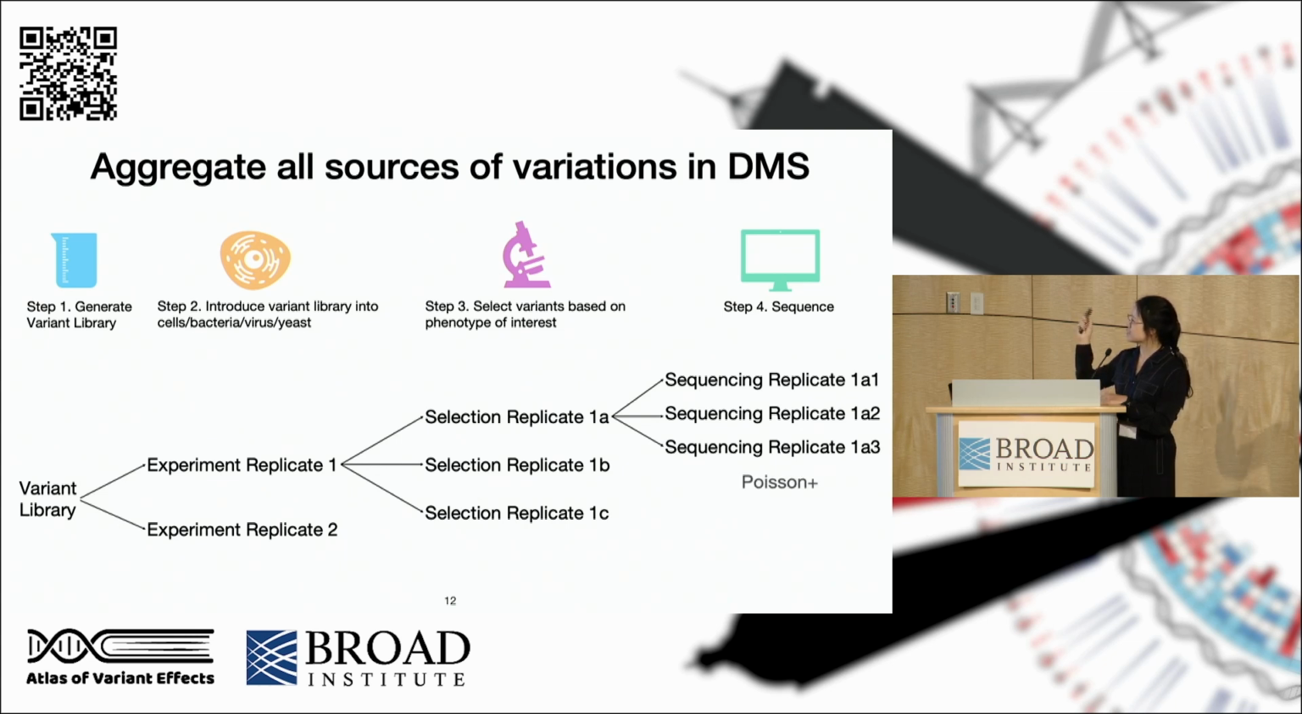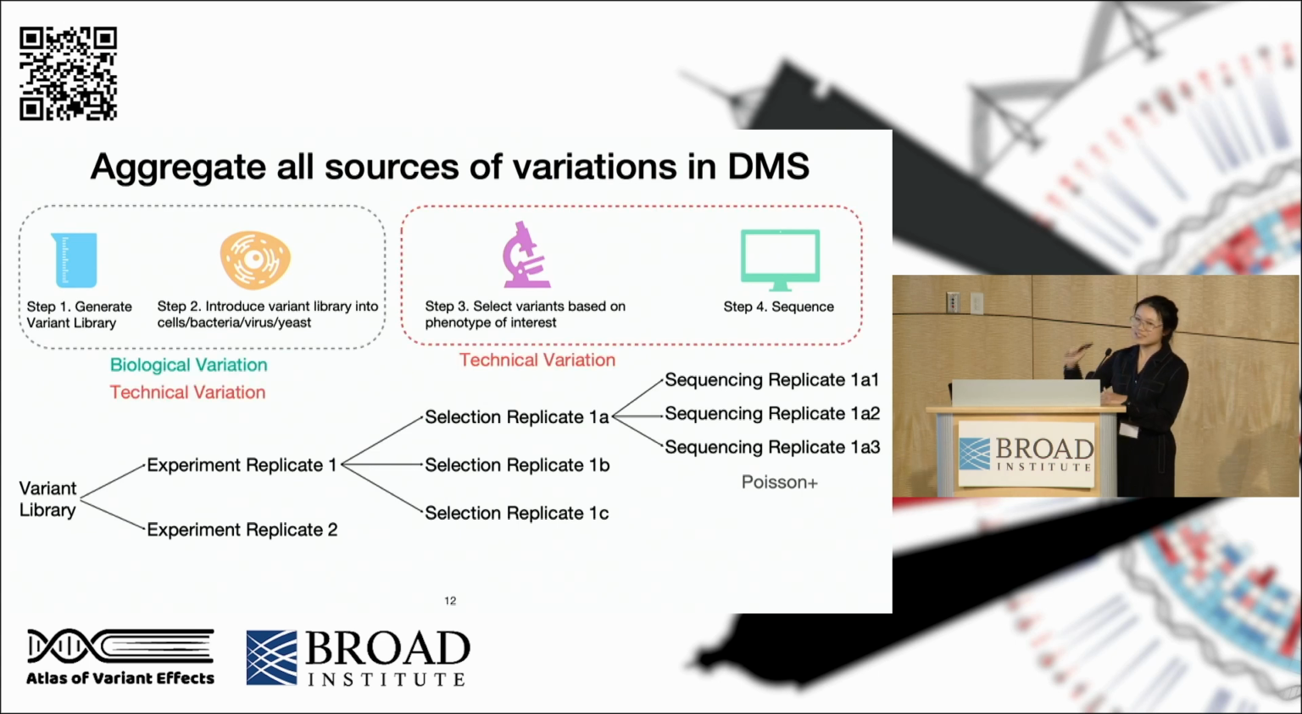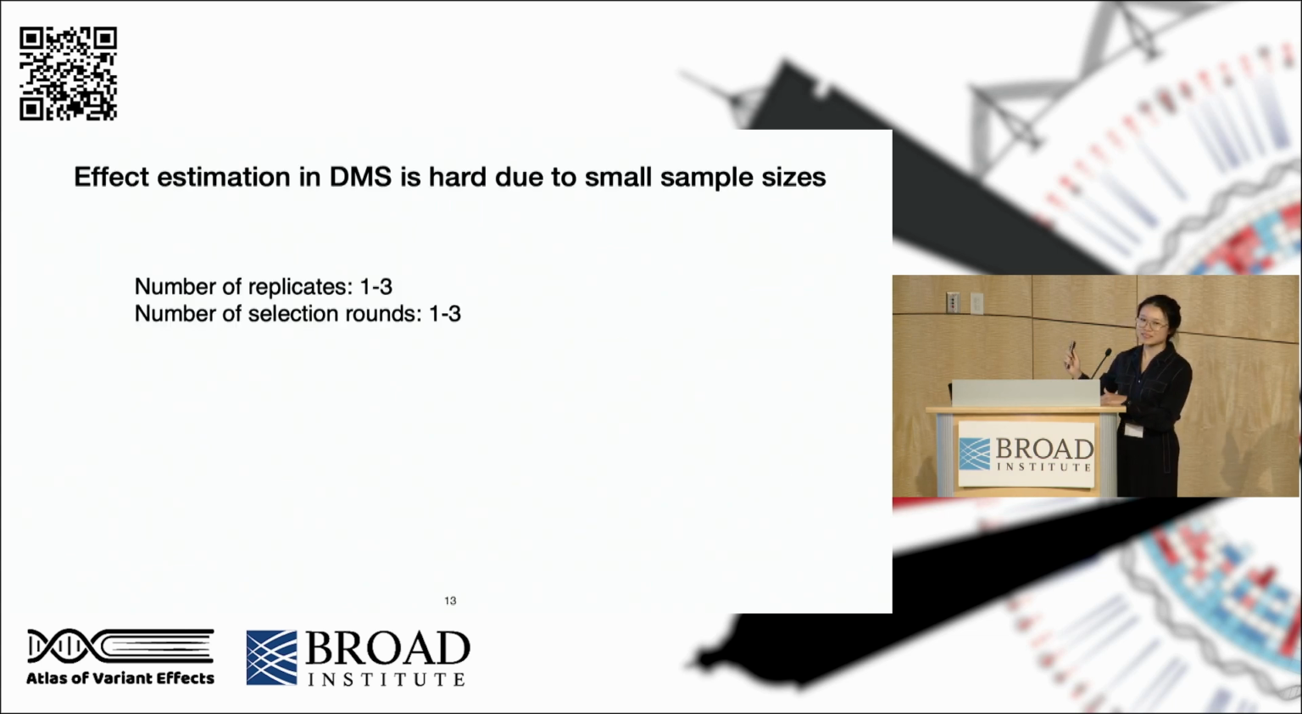I just showed you that the sequencing replicate would be a more over-dispersed version of Poisson. And adding up the other technical variations in all your steps and your biological variation, DMS statistical inference is actually pretty hard. And what makes it worse is that effect estimation in DMS is really hard due to small sample sizes. I've seen a lot of experimental papers do just 1, 2, or 3 replicates, or 1 selection round. And I'm going to show you a little animation.